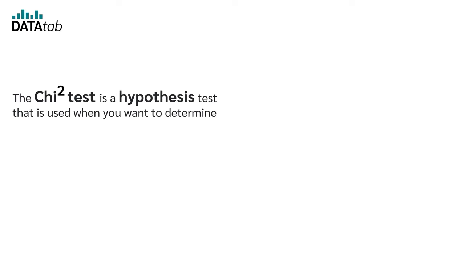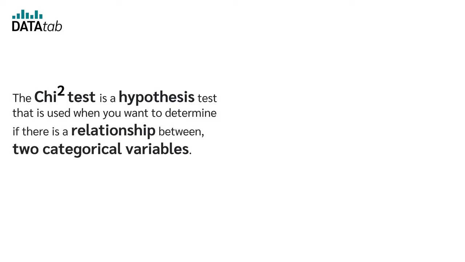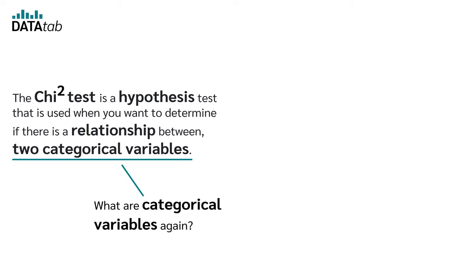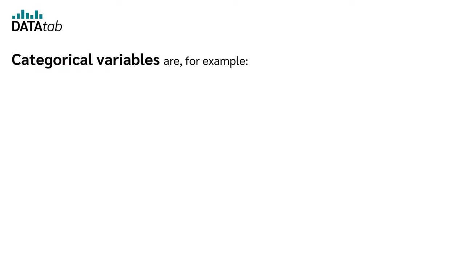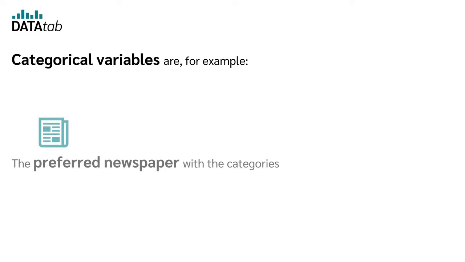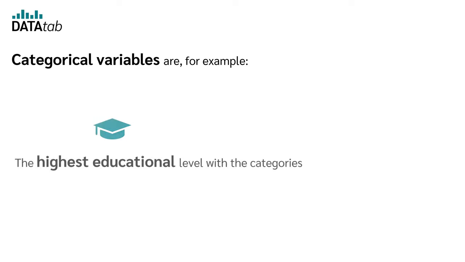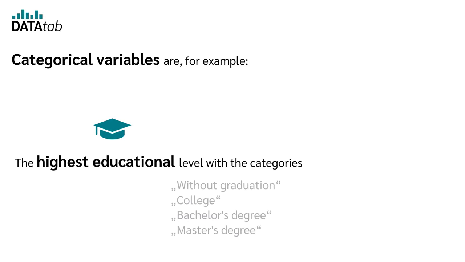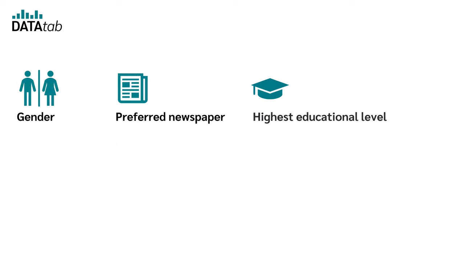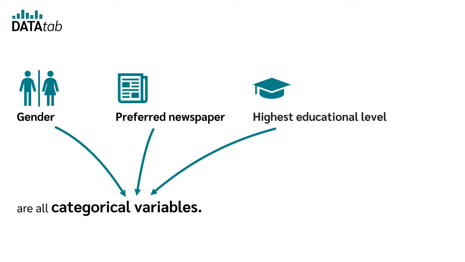The chi-square test is a hypothesis test that is used when you want to determine if there is a relationship between two categorical variables. What are categorical variables again? Categorical variables are, for example, gender with the categories male and female, the preferred newspaper with the categories USA Today, the Wall Street Journal, the New York Times, and so on, or the highest educational level with the categories without graduation, college, bachelor's degree, master's degree. So gender, preferred newspaper, and highest educational level are all categorical variables.